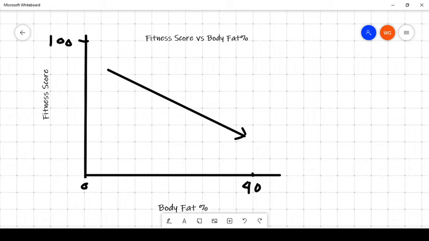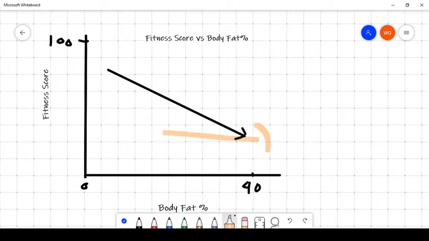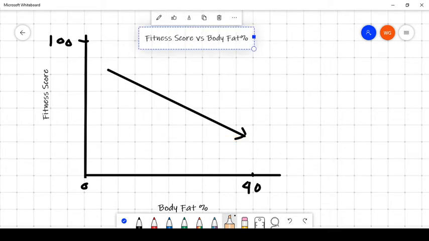But whatever it is, what we see is that as this group of people has shown us, as your body fat percentage increases, in other words, as you go to the right on this graph, the fitness scores go down. They go down. Okay, so the trend is down and to the right, which means it's a negative relationship. It's a negative trend. Now, think about why the slope is so important, because the slope is what tells us that the trend is negative.